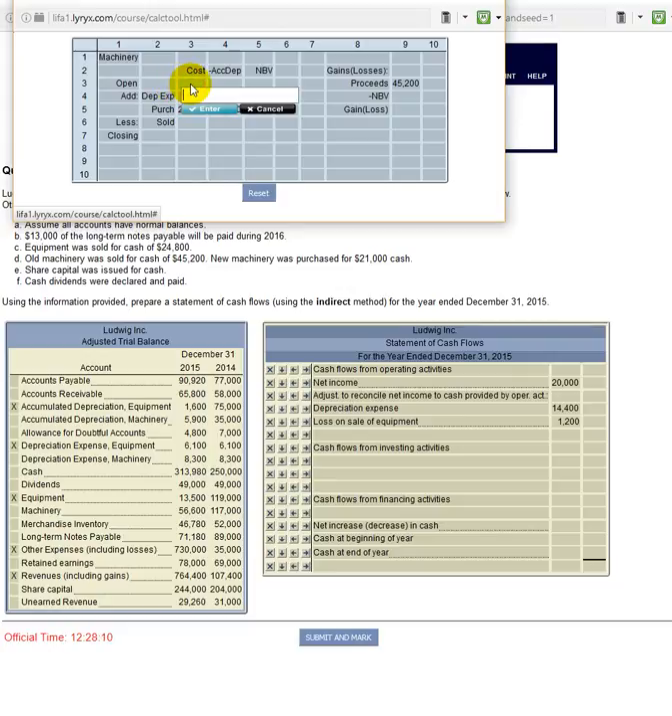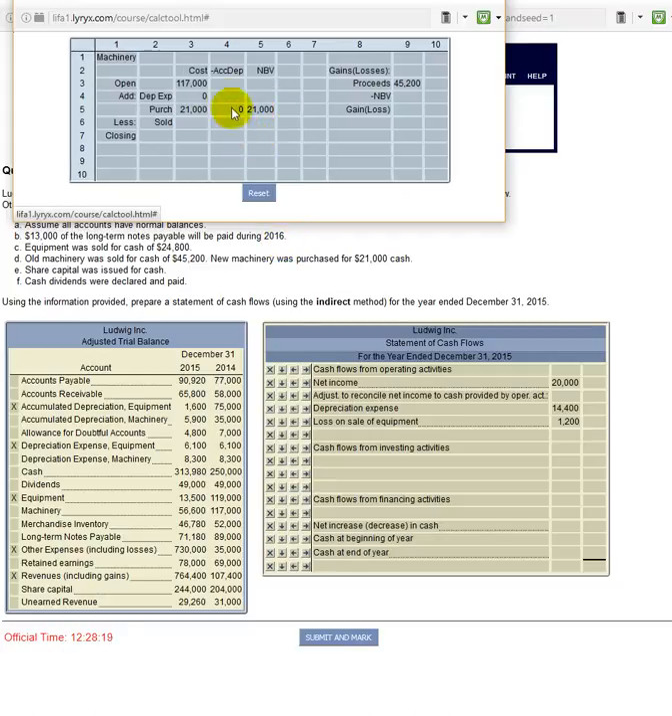So now we have an opening cost in machinery of $117,000. So $117,000 goes there. If you just hit tab, it'll take it to the next space. So the accumulated depreciation on the machinery, the opening balance is $35,000. And then the net book value would be the difference between those two, like that. And then we have the closing numbers as well. So the closing number for cost is $56,600.